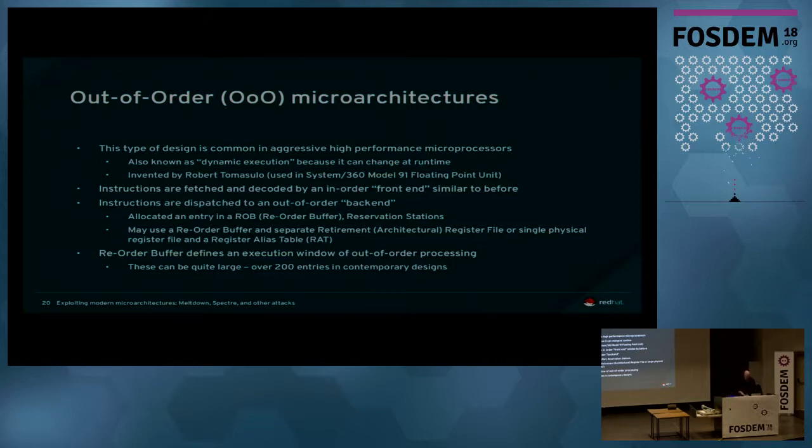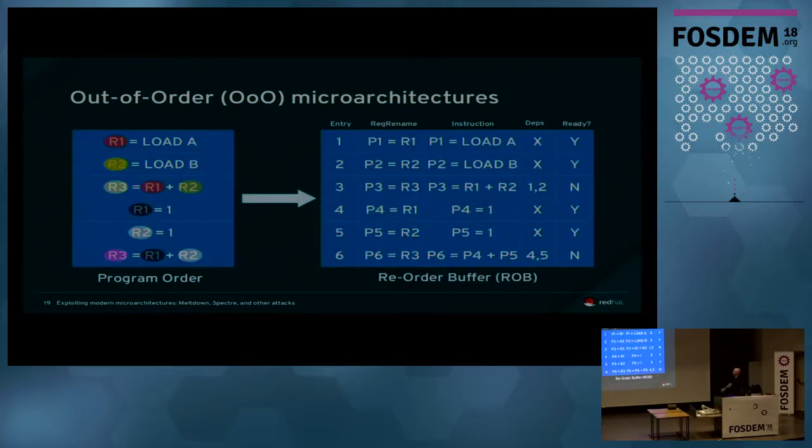And as I said, instructions are dispatched from an in-order front end, as we call it. They're executed in this out-of-order machine, and then they're retired back in sequence. And the size of the structure I alluded to here dictates how many of these instructions I can have out of order at a single moment. And these can be quite large.